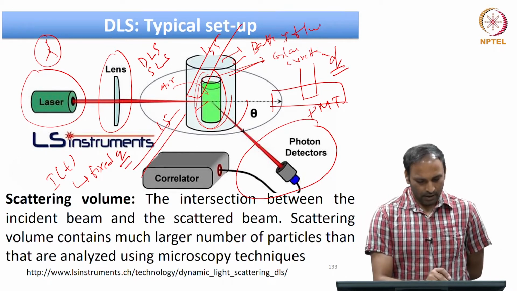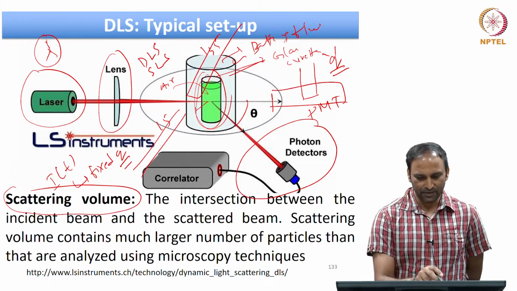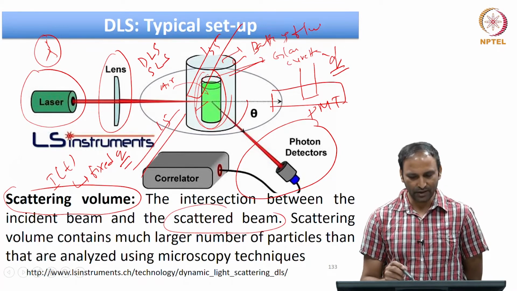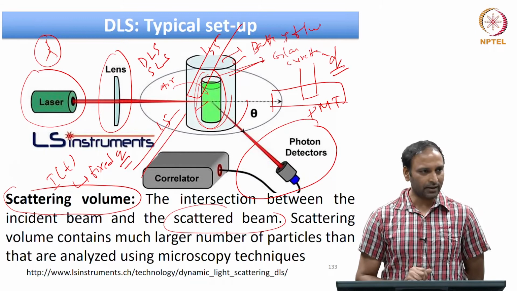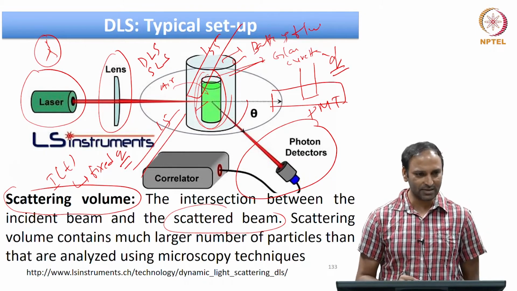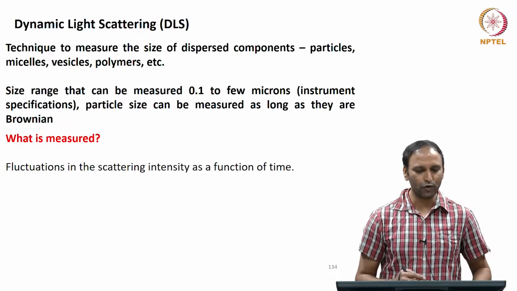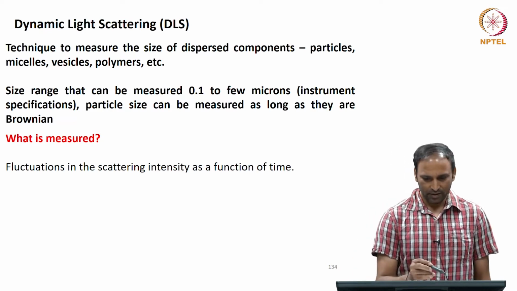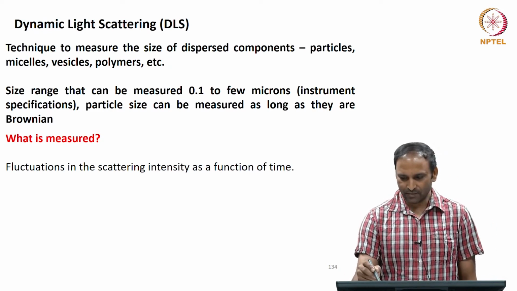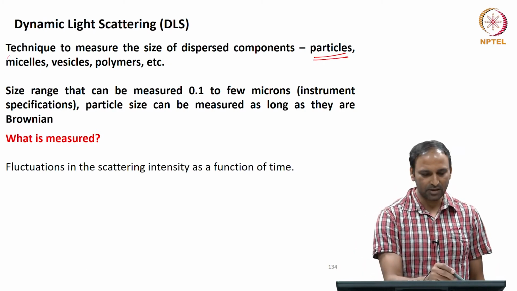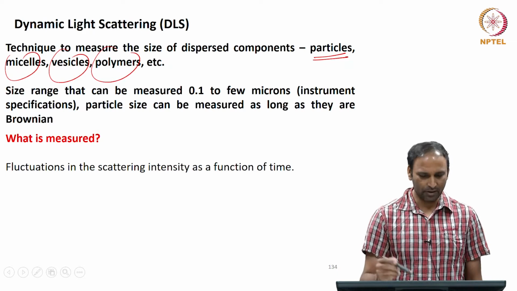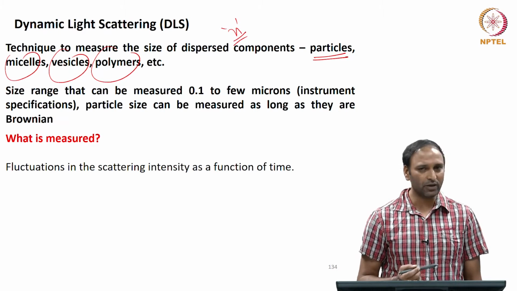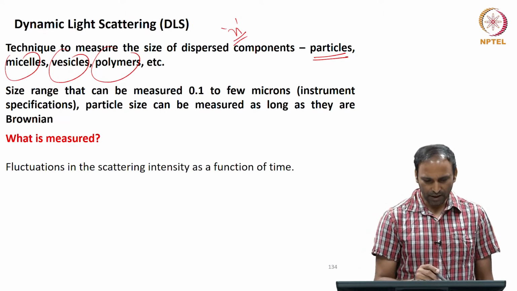And I mentioned something about scattering volume: the interaction of the incident beam and the scattered beam will give you what is called a scattering volume. Unlike microscopy based techniques, this scattering volume will have a large number of samples, therefore you get a better average of the size of the particle that you have. I have mentioned this already. You can measure the size of particles, micelles, vesicles, polymers, name it. The only thing is there should be enough refractive index difference between the dispersed phase and the continuous phase, right.